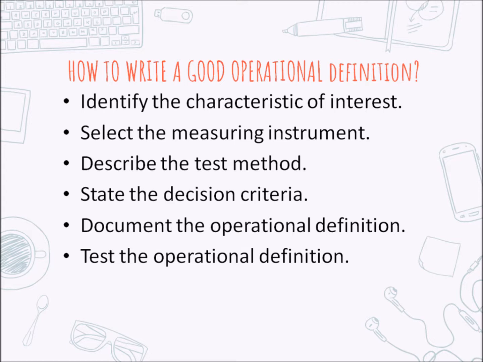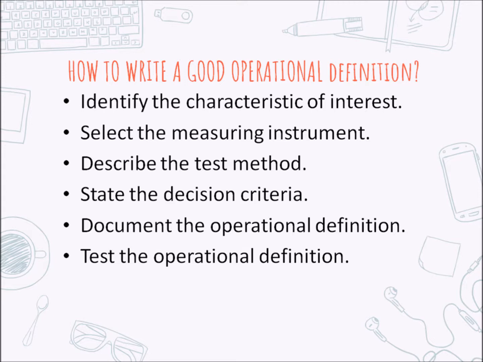And then secondly, we need to select the measuring instrument. The measuring instrument is usually either a physical piece of measuring equipment such as a micrometer, weighing scale or clock, or alternatively a visual check.